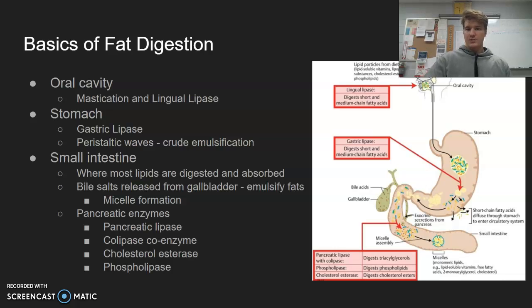So in the oral cavity, this is where digestion is going to start. There are some lingual lipases in there that will start to break down triglycerides, and then also the mastication, or chewing, that mechanical breakdown of fats.